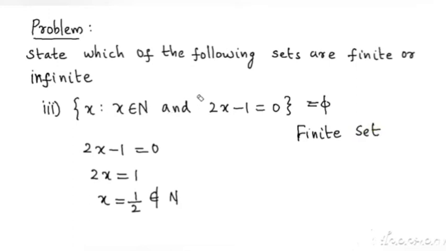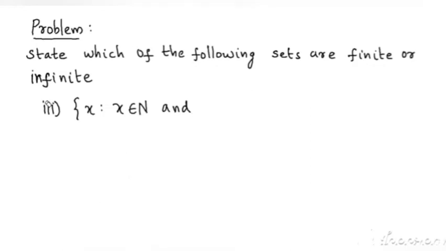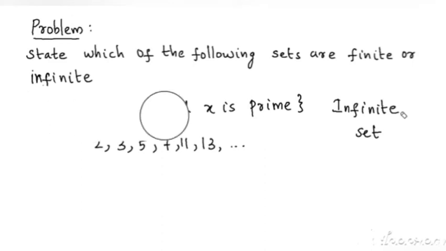Now let's move on to the other problem. The set of all x such that x belongs to natural numbers and x is prime. The natural prime numbers include 2, 3, 5, 7, 11, 13, etc. It is going like that. So there are uncountably many elements, so it is an infinite set. So the set of all x such that x is a natural number and prime is an infinite set.